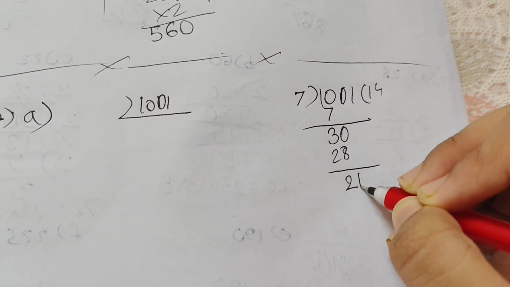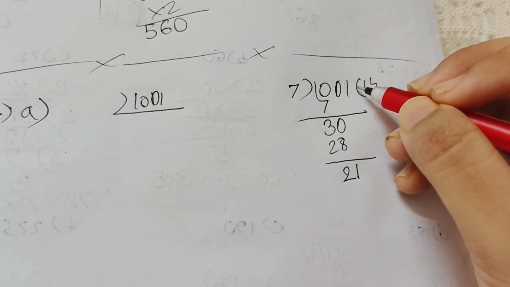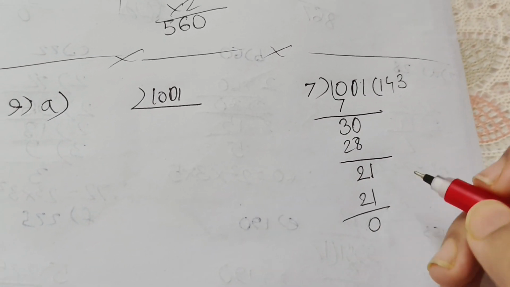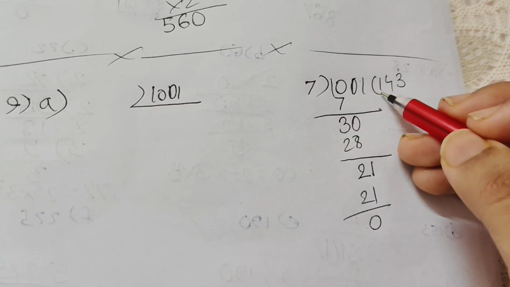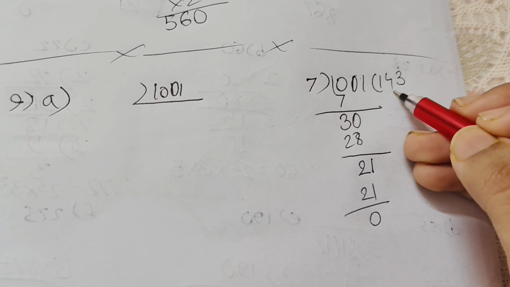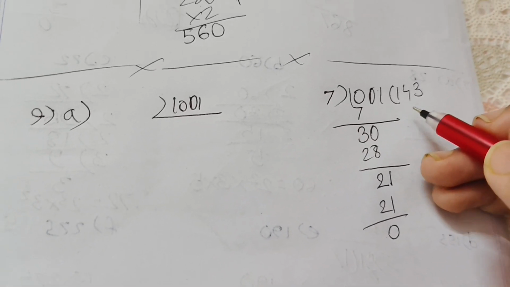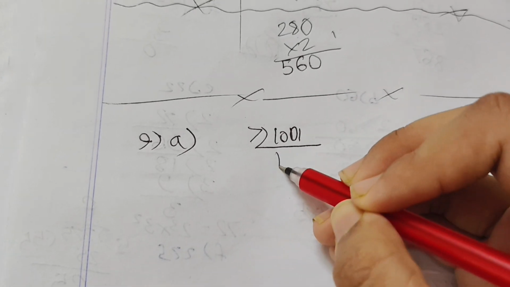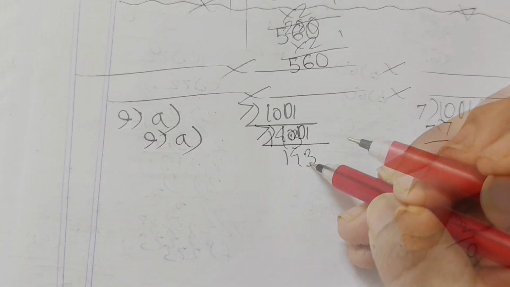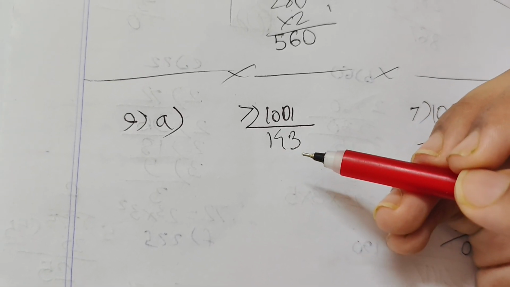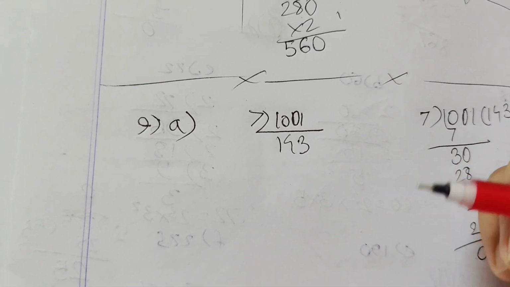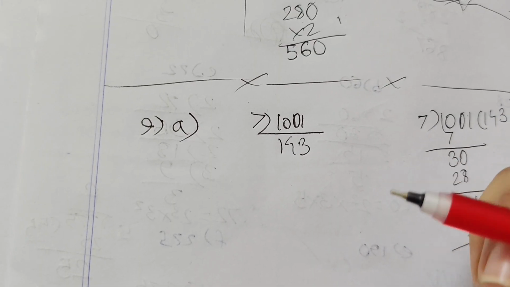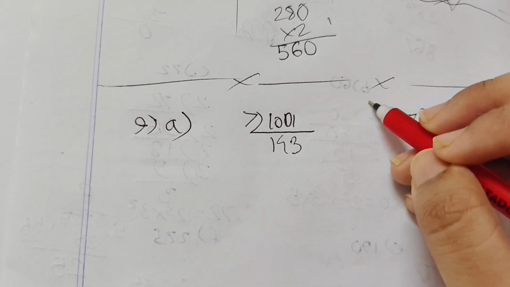2 remaining and 1 down. 7 multiplied by 3 is equal to 21, which gives us the final amount of 143. So 1001 divided by 7 is equal to 143. Now, 143 is also not divisible by 2, 3, 5. So let's check if it's divisible by 7 as well.